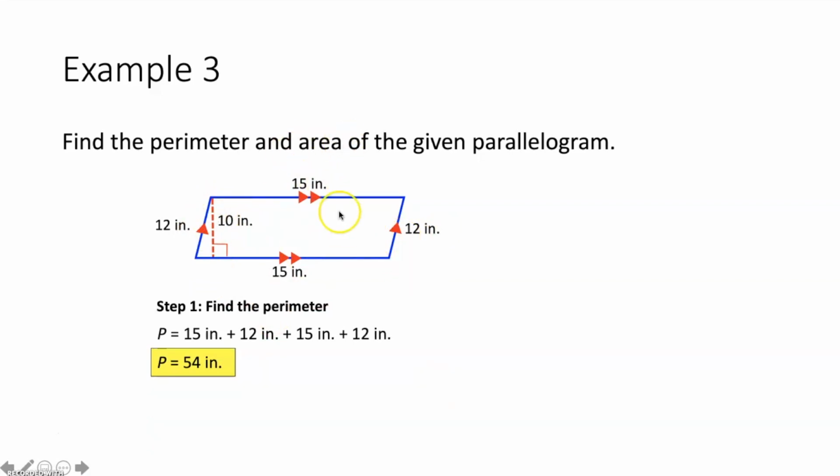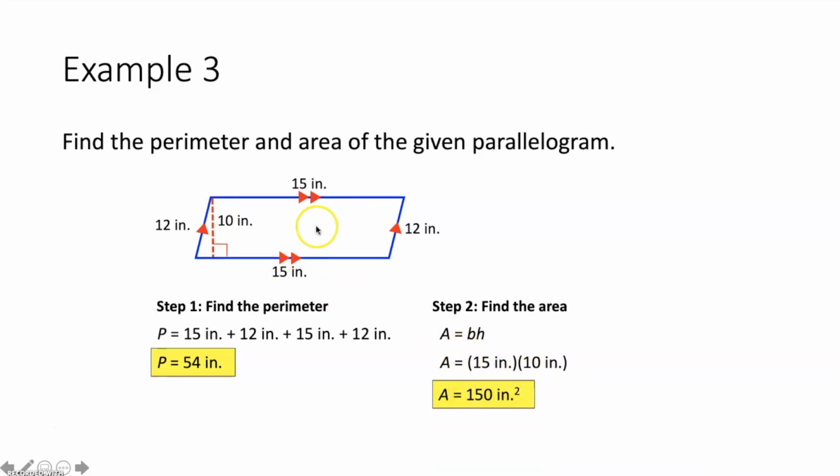Next, we need to find the area of this parallelogram. And the area of a parallelogram formula is area is equal to base times height, just like a rectangle. So, like we said before, any of these sides could technically be a base, but our base must be perpendicular to our altitude. And we're only given one altitude here, this 10 inches. So we're going to take 10 inches, plug it in for our height, and the 15 inches right here that is perpendicular to this altitude, to our height, is going to be our base. That's what we plug in there. We then multiply these together. We get the area of this parallelogram is 150 inches squared, or square inches.